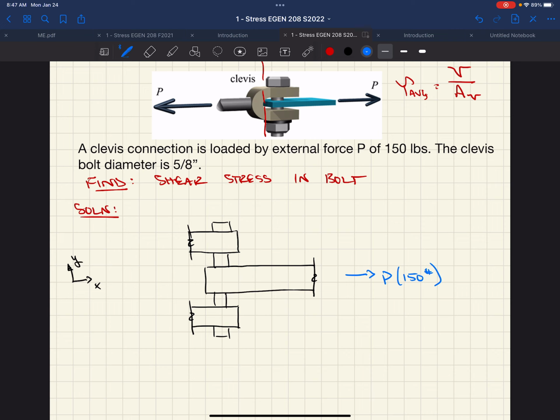Well, if we have P acting in the other direction, this clevis is symmetrical, right? So the line of action of P acting across our entire clevis system is in the same plane. Because it's in the same plane, if there's symmetry there, you can imagine this would be P over 2, and this would be P over 2, right, or 75 pounds. Something like that.